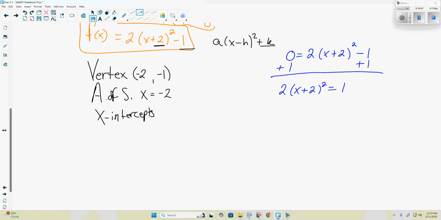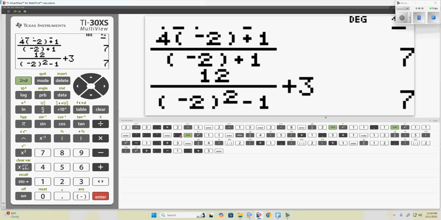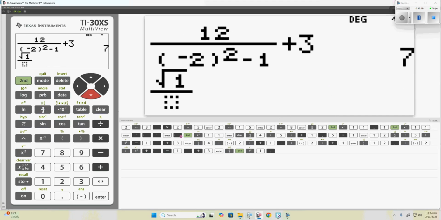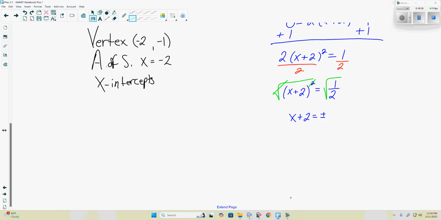At this point here, we can divide both sides by 2, telling us that x plus 2 squared is equal to 1/2. Next thing we need to do is get rid of our square. And we can do that by taking the square root of both sides, because the square root and square here will cancel, leaving us with x plus 2 is equal to plus or minus the square root of 1/2. We can do this in the calculator, but we do have to take the square root of the top over the square root of the bottom, telling us that the square root of 1/2 is the square root of 2 over 2.